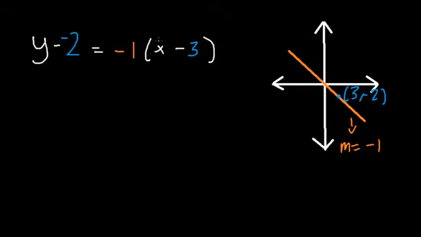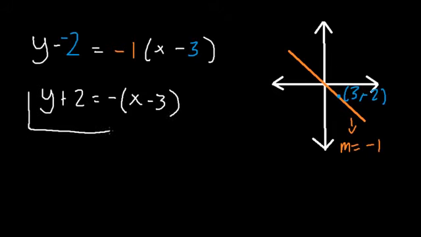And we can simplify this. Well, what's y minus -2? Well, that's the same thing as y plus 2, which is equivalent to, well, -1 times x minus 3. Well, that's the same thing as negative x minus 3. And then this right here would be in point-slope form.